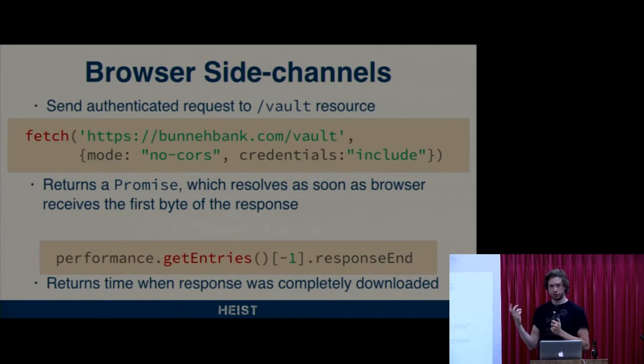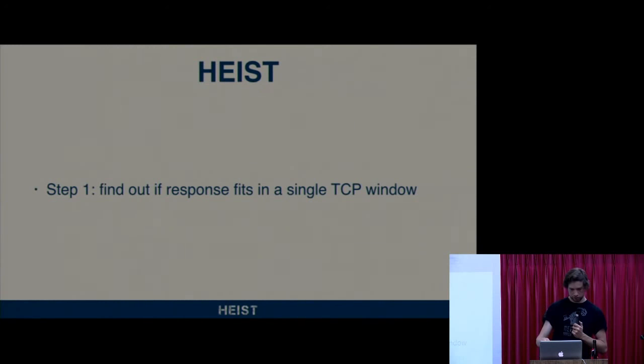So you, as an attacker, writing this JavaScript, you can know when the first byte of the response has been received, because then some of your code will be executed, and you can look at the current time then. And you can also look at when the resource has been completely downloaded. And you can do that with the performance API. You can look at the last entry and look at the response end attribute. So with HEIST, we want to determine the exact size of a response.